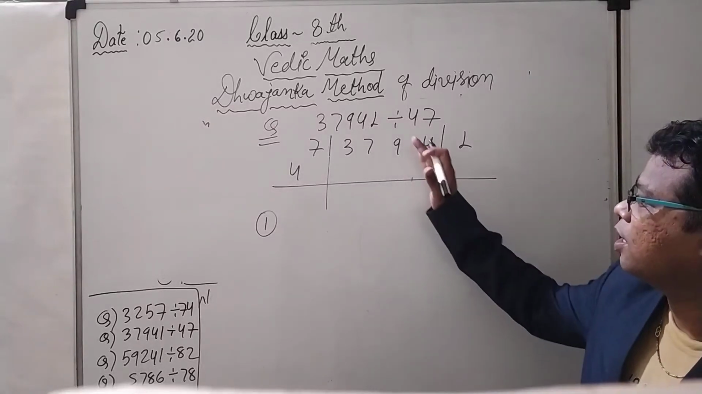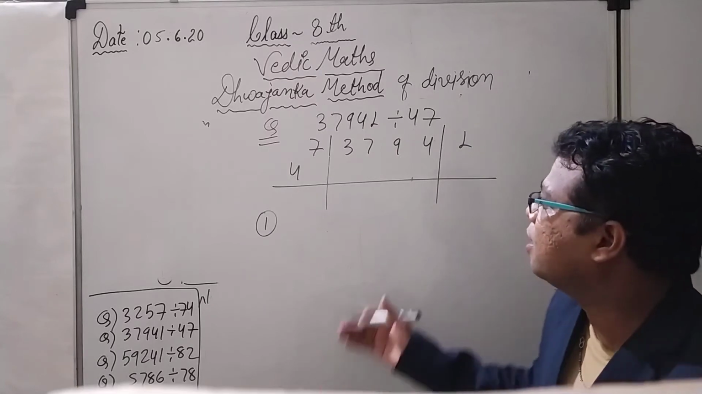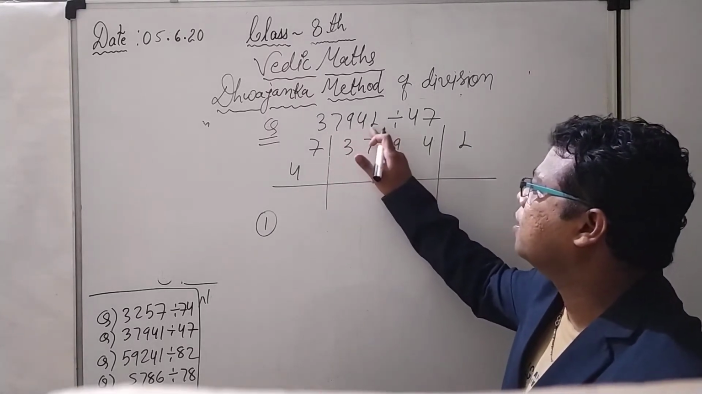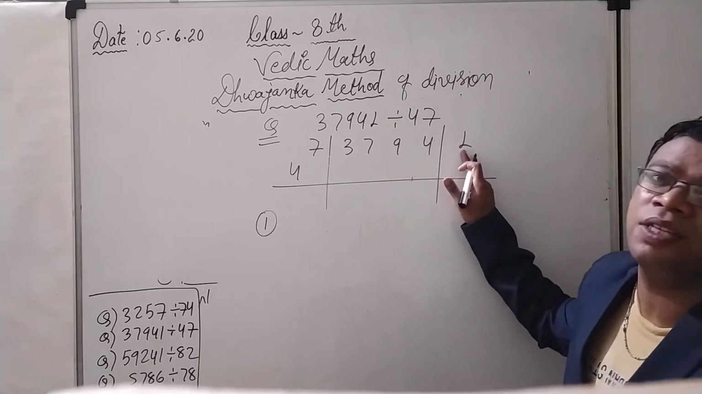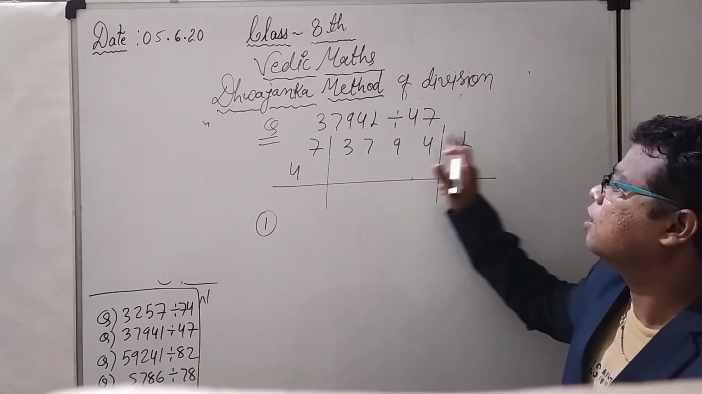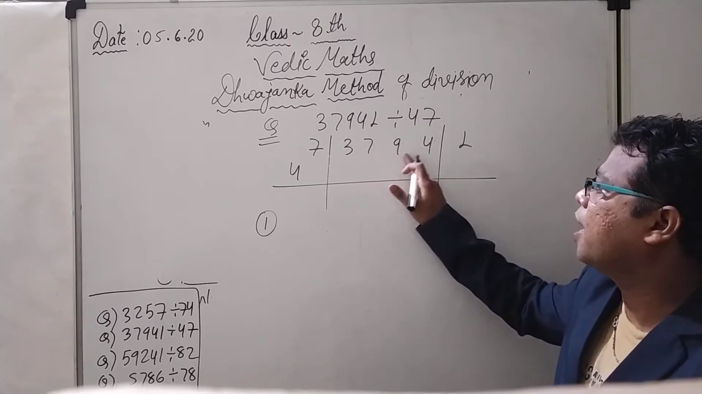See here, another question is in front of us, and this time you will understand in a better way. See here, 37941. This is my dividend. The last digit I have written in a separate column, the third section. The other digits I have to write down in the middle section: 3, 7, 9 and 4.